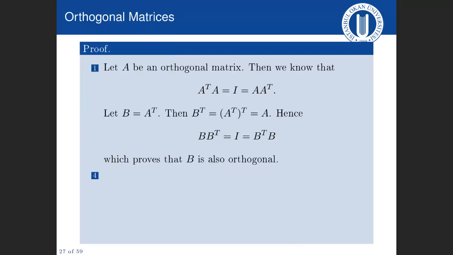I'm going to prove 1 and 4. I'm going to leave 2 and 3 for you to do. First, let's prove number 1. I want to prove if A is orthogonal, then its transpose is also orthogonal.